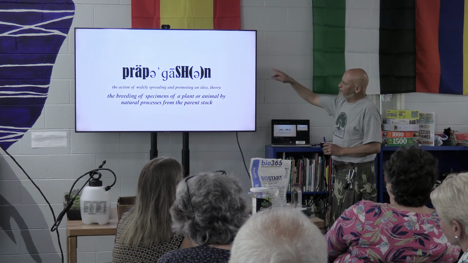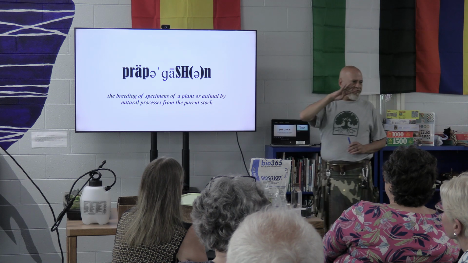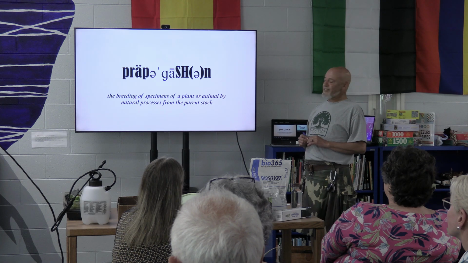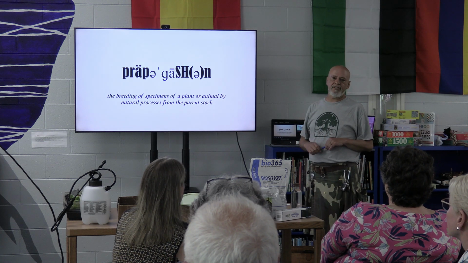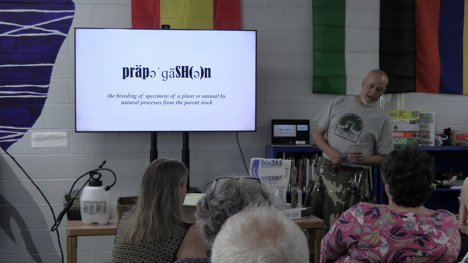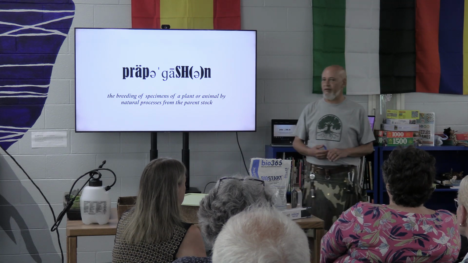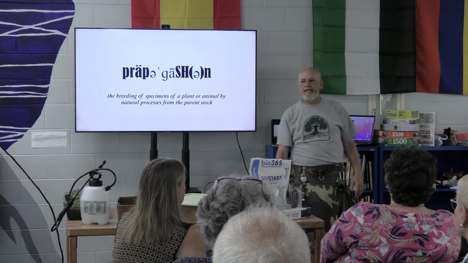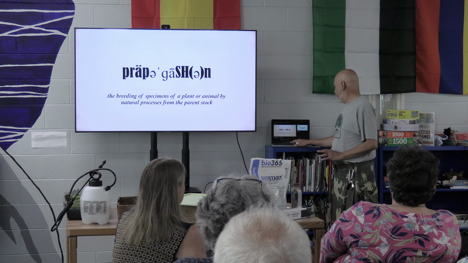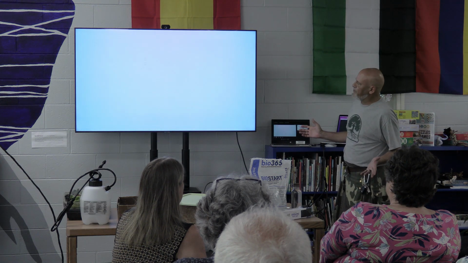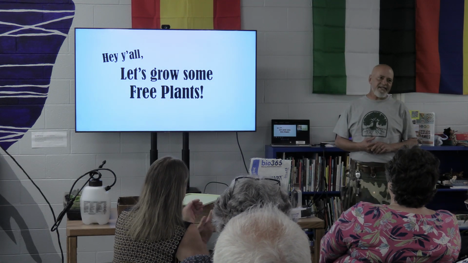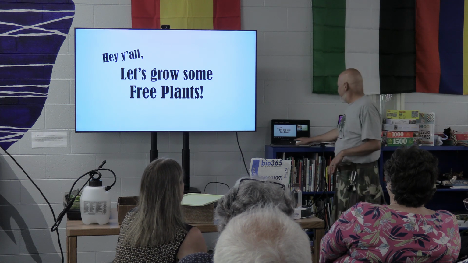But if you look a little further down, I like this definition better. This is actually the fourth definition: the breeding of specimens of a plant or an animal by natural processes from the parent stock. And that's basically what propagation is. There are a bunch of different ways to do it, and we'll cover a lot of them, but not all of them. There's some that none of us could ever do because they're meant for laboratories and they're microscopic. So when we get into clonal reproduction, we're just not even going to go there. So I'm going to call this instead, "Hey y'all, let's grow some free plants." Nearly as stuffy as propagation. And that's exactly what it is.